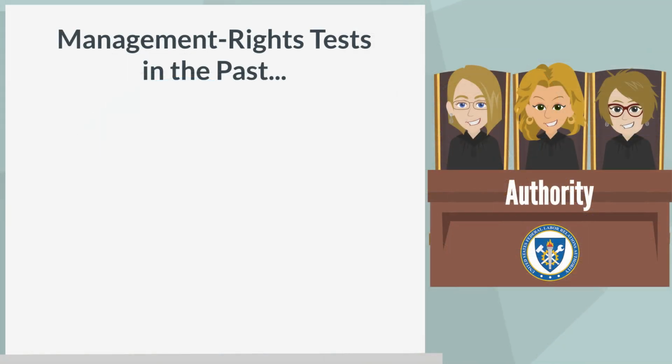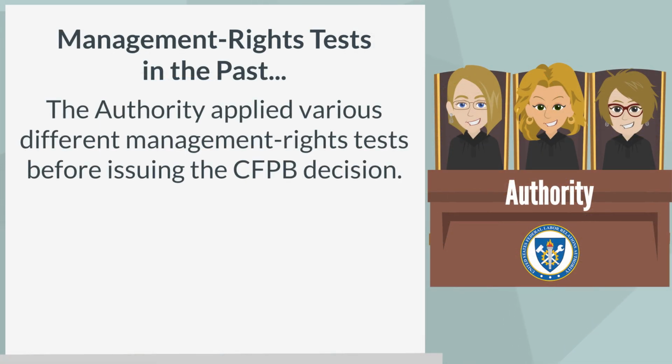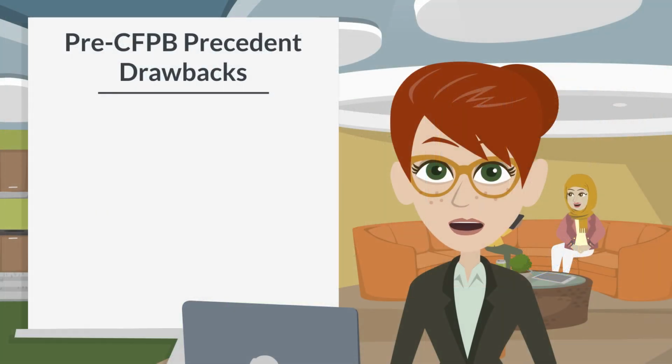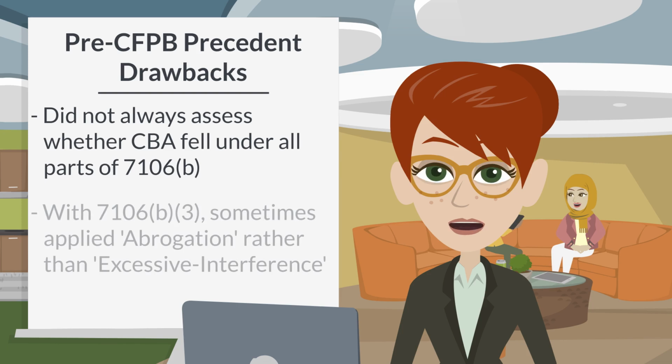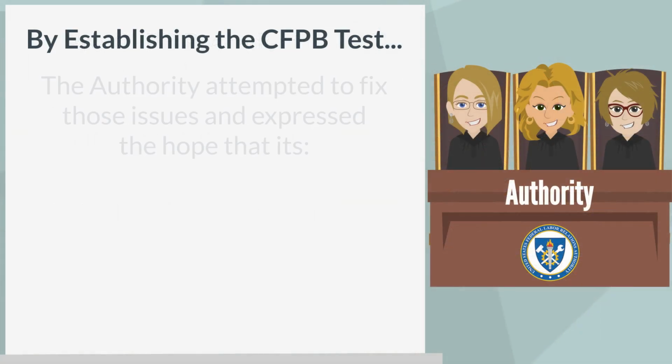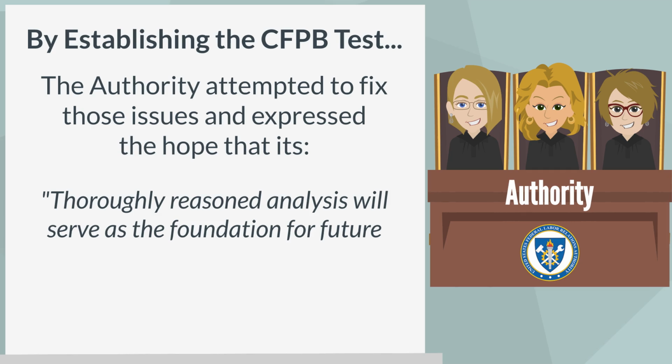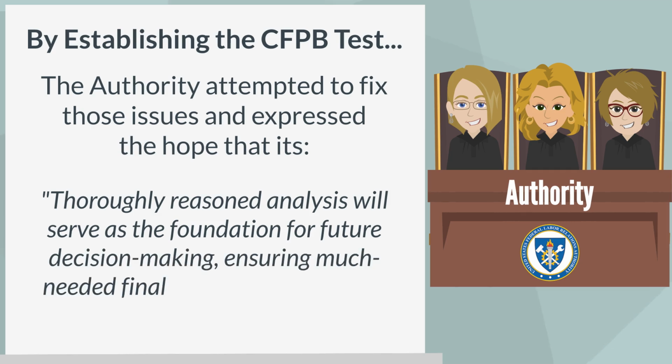In the past, the authority applied various different management rights tests over time before issuing the CFPB decision. The decision, linked in the description, describes this history in detail, and we strongly encourage you to read it entirely. As CFPB discusses, some of the authority's pre-CFPB precedent had some drawbacks. By establishing the CFPB test, the authority attempted to fix these issues and expressed the hope that its thoroughly reasoned analysis will serve as the foundation for future decision-making, ensuring much-needed finality in this area of law.